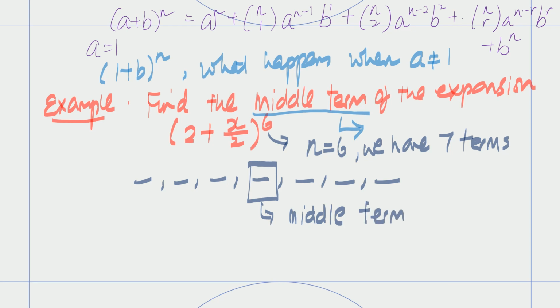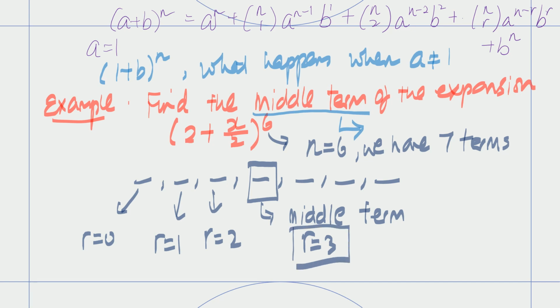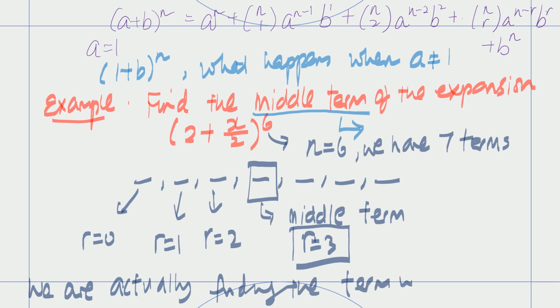Right, now remember your first term is when your r is equal to 0. Second term is when r equals 1. Third term, r equals 2. So if this is your middle term, then that is when your r is equal to 3. So we are actually finding the term when r is equal to 3.